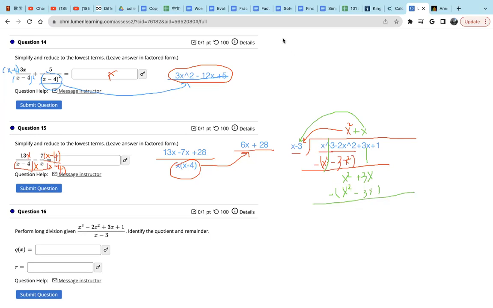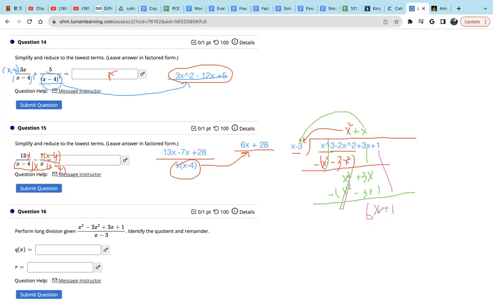When I subtract, let me change my color. You see x squared doesn't change. Why? Those two canceled. Right? x squared minus x squared equals 0. Now I have a 3x minus a negative 3x becomes 3x plus 3x. I get 6x. Now it takes my next term down, which is 1 plus 1.